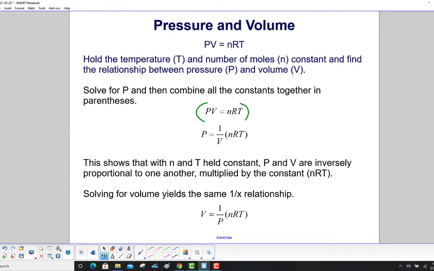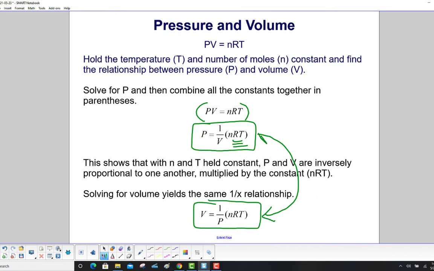Divide both sides of that by V, and you have P is 1 over V times nRT. This shows that with n and T held constant, and of course R is a constant, P and V are inversely proportional to one another, multiplied by the constant nRT. Solving for the volume yields the same 1 over x relationship. All right, this time we have volume is 1 over P times nRT, and up there we have P is 1 over V times nRT.